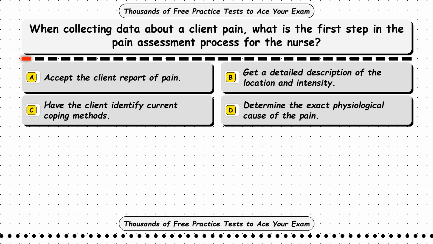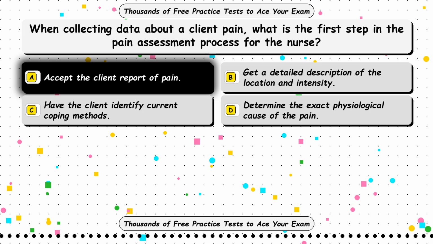Question 1. When collecting data about a client's pain, what is the first step in the pain assessment process for the nurse? Option A. Accept the client's report of pain. Option B. Get a detailed description of the location and intensity. Option C. Have the client identify current coping methods. Option D. Determine the exact physiological cause of the pain.